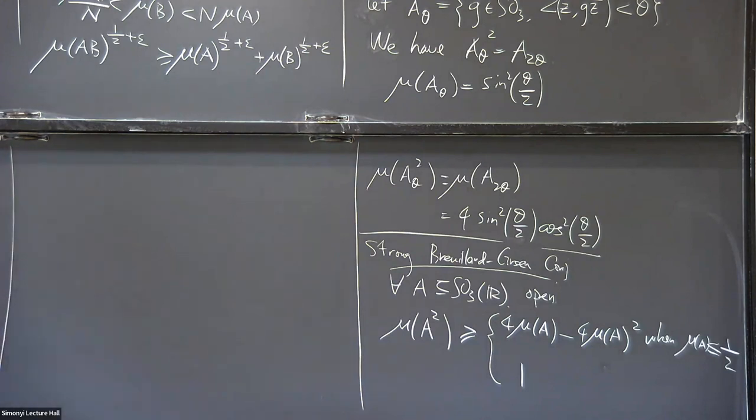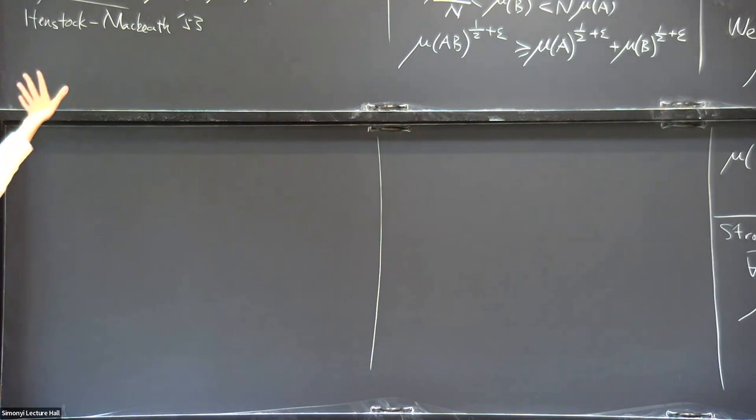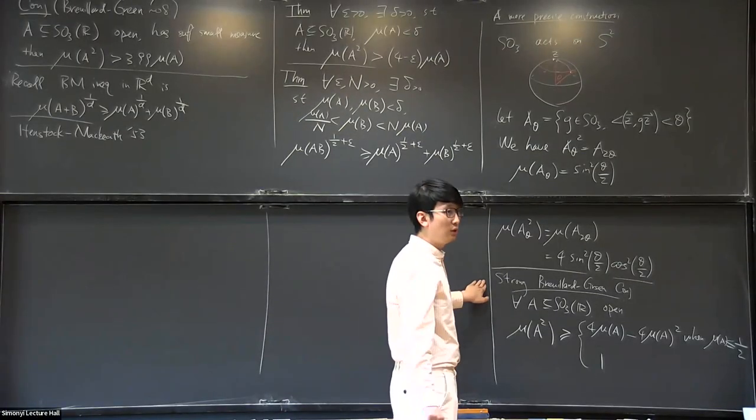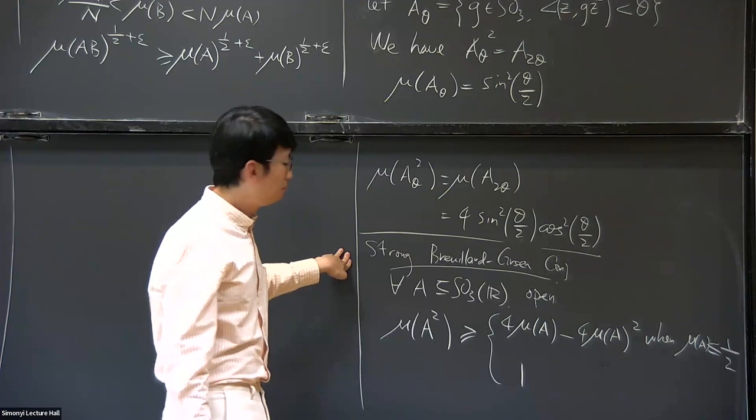Okay, any question? Good. So here this conjecture asks for SO3. So we can also generalize this conjecture to all simple groups. But do you think this is the conjecture just because of the cosine squared, or do you have any other kind of reason to think so? At this moment, not really.